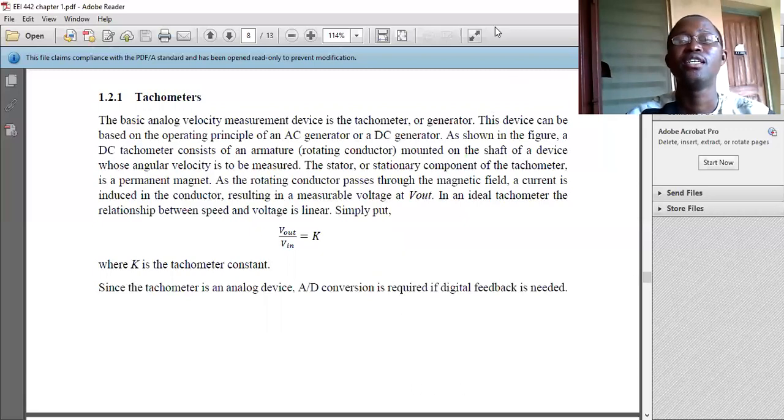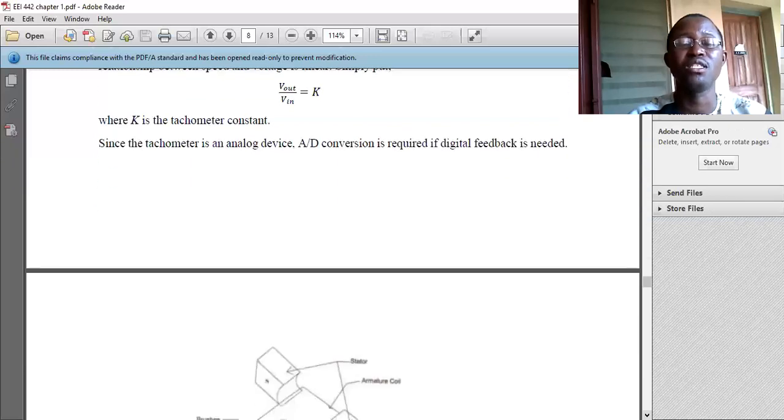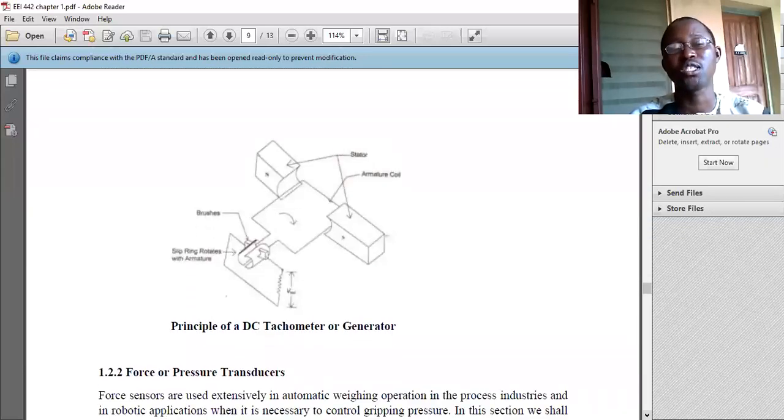Is equal to K. So we see that it's very simple and straightforward to generate EMF by means of the rotating conductor. The EMF developed, the V out here, is actually dependent on the speed of the quantity being measured. The higher the speed, the higher the voltage developed. And so we can see that there's a linear relationship between the voltage developed and the speed of what we are measuring.